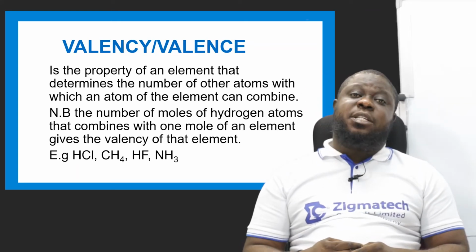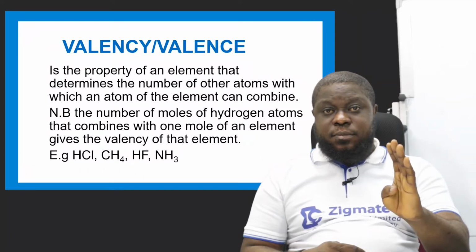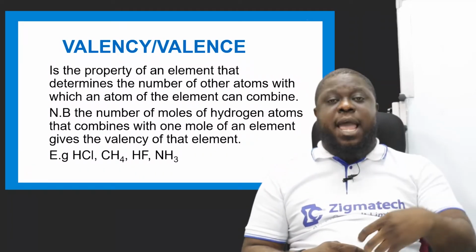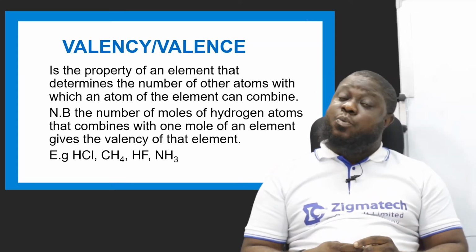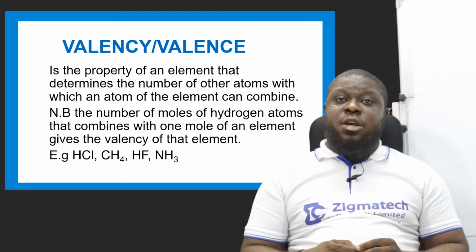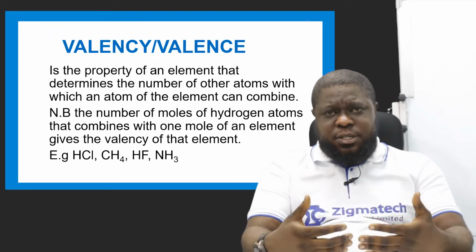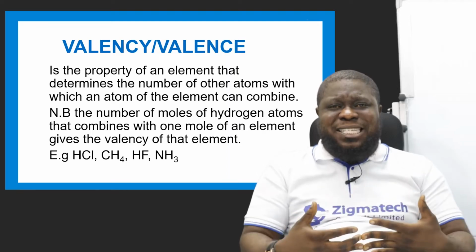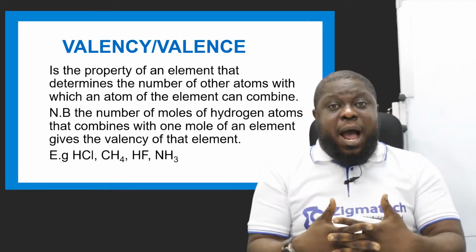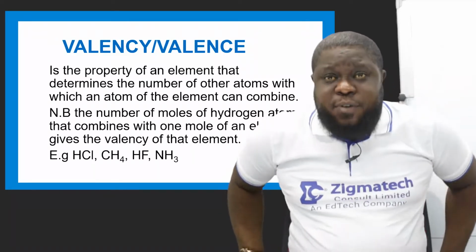If you check CH4, methane, the valency of carbon there is 4. If you check HF, hydrogen fluoride, the valency there is 1 because hydrogen is 1. If you check ammonia, the valency there is 3 because hydrogen is 3. So the number of atoms of hydrogen gives us the valency of that particular element. The valency of nitrogen will be 3. Why? Because it was 3 moles of hydrogen that reacted with nitrogen to give us ammonia.